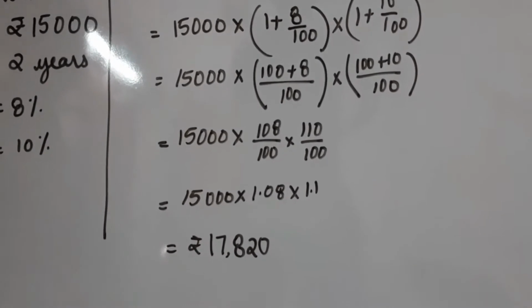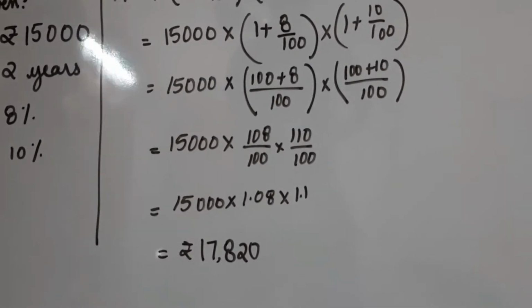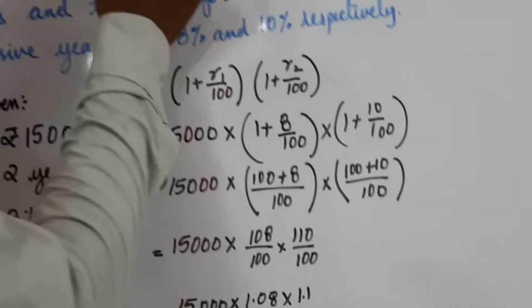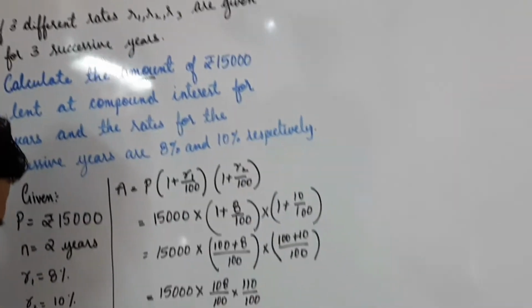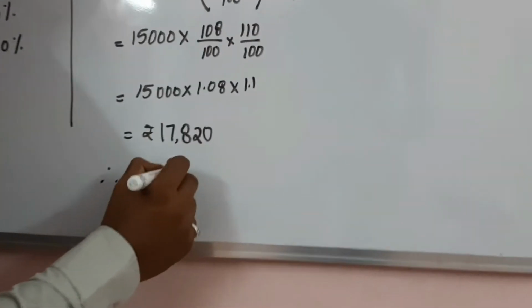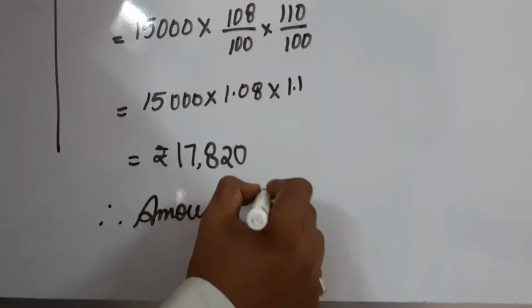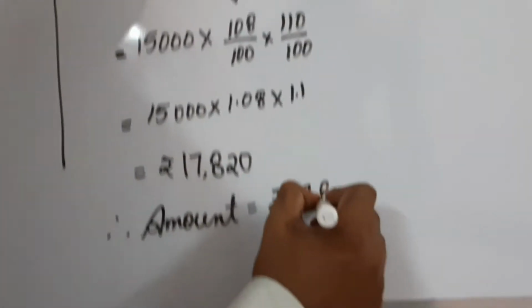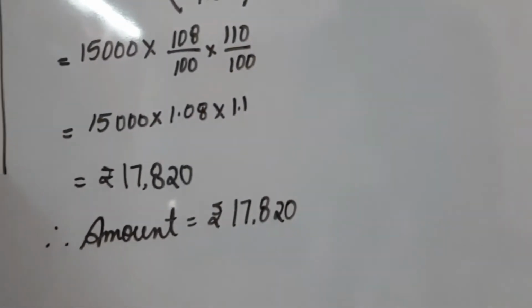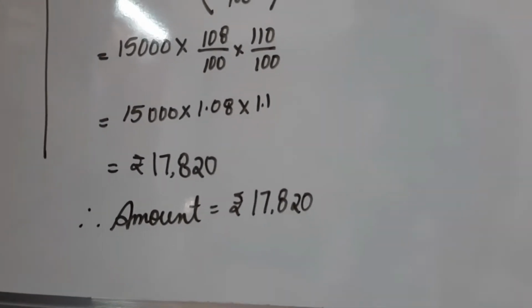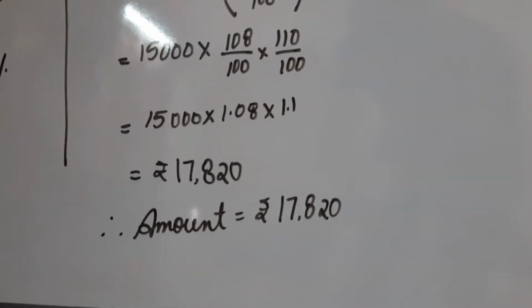You will get the answer, rupees 17,820. What is this 17,820? What did they tell you to find out? The amount. Therefore, amount is equal to rupees 17,820. Am I clear, students?